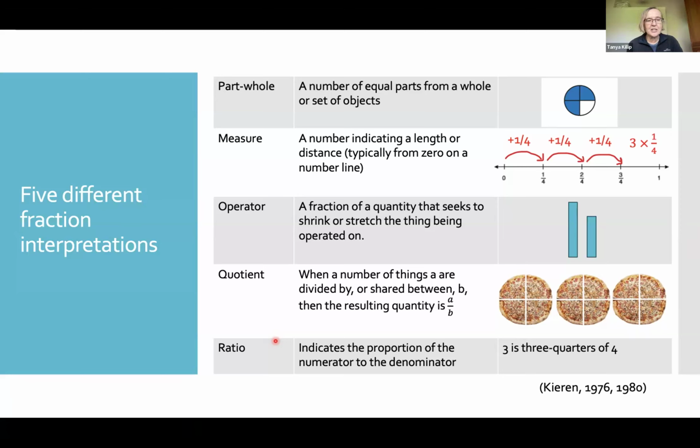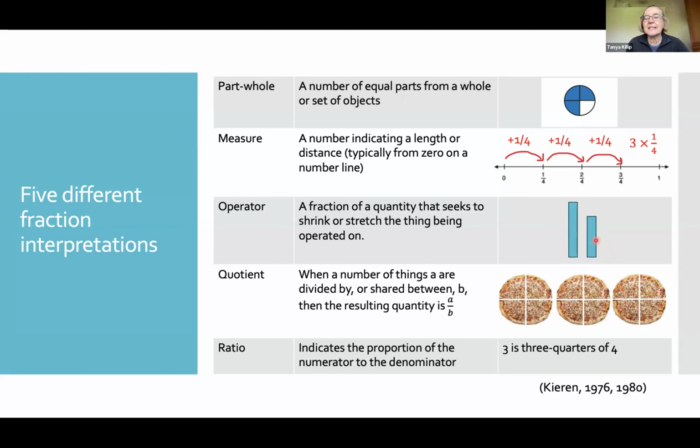Okay, so the next interpretation is the operator interpretation, and this sees fractions as a quantity that seeks to operate on another quantity by shrinking it or stretching it. Yeah, so in this example of an operator, we've got two bars here, and you can see that the shorter bar is the result of taking 3/4 of the taller bar. So the fraction 3/4 has operated on the taller bar to shrink it, right?